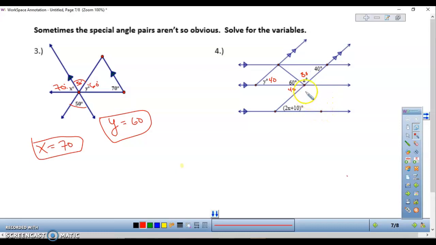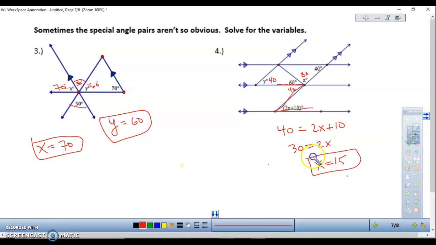And then the last thing I noticed, you guys, is this Z to solve for x. To solve for x, check this one out. There's another little Z. So 40 is equal to 2x plus 10. So I can subtract 10 from both sides and get 30 is equal to 2x. So x would be 15. So there we have it.